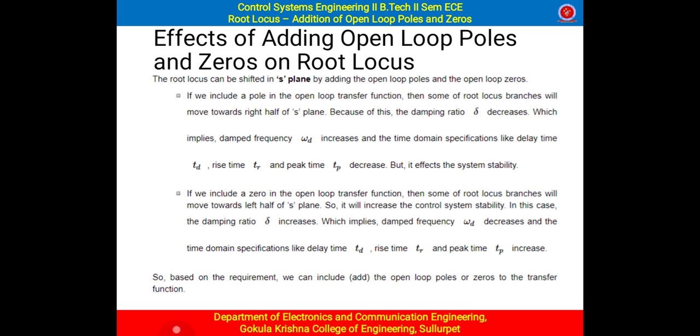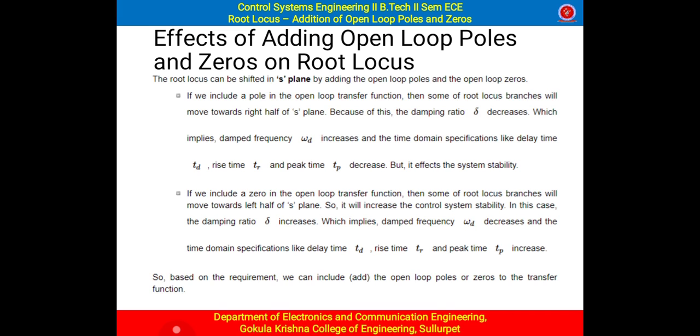When the root locus moves towards the right half, the stability reduces. There is a chance of becoming unstable, because a pole previously located on the left side may now move towards the right. So stability tends to reduce, and the damping ratio decreases, which implies the damping frequency increases, and time domain specifications will decrease.